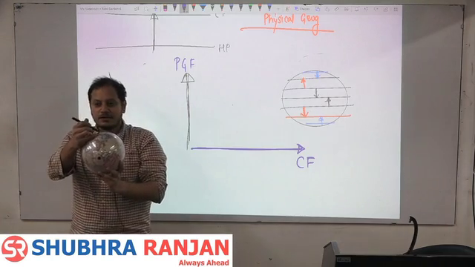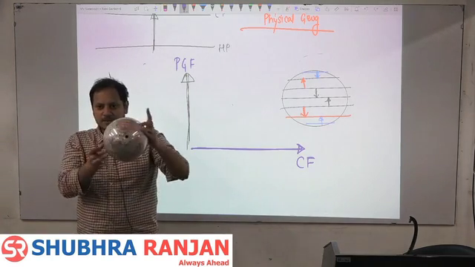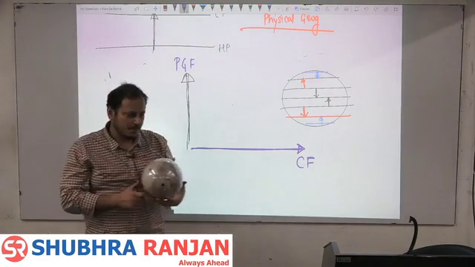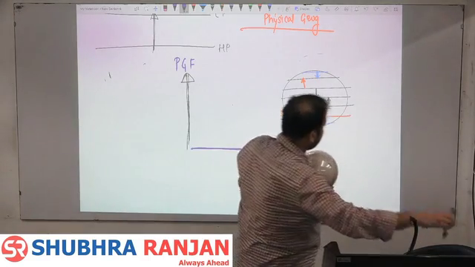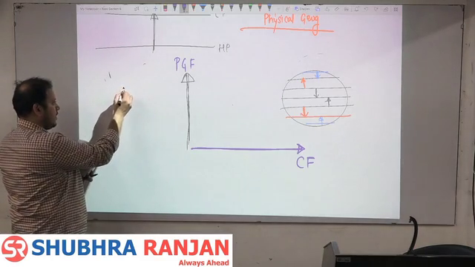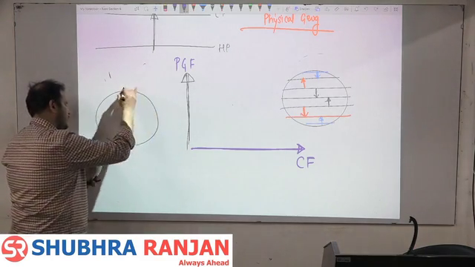Now you see here, look at this angle. If any place on the equator, after 24 hours, it will come back to its original position. Fine? So if this is the earth and this is the place A on the equator, after 24 hours it will come back to its original position.